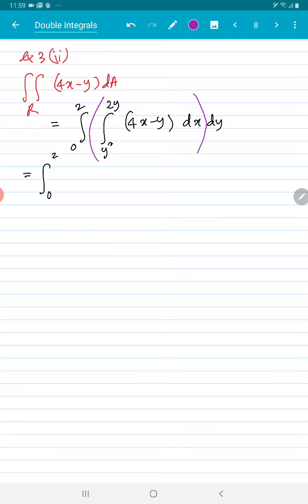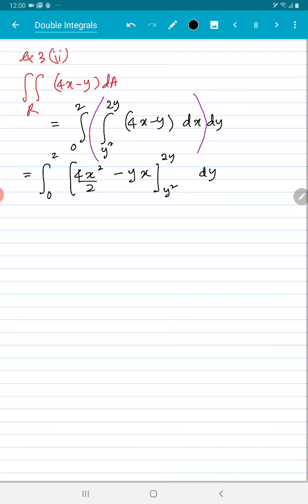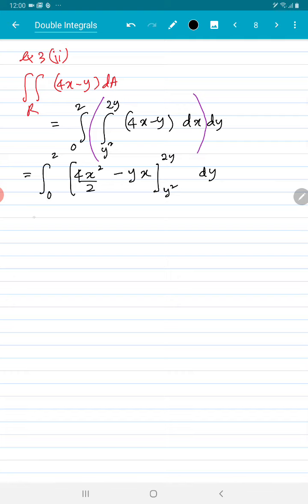Here you consider y as a constant. So 4x, integrate, we get 4x squared over 2. And here we have y considered as constant. Integrate with respect to x, we get yx. And then replace x with upper limit 2y, lower limit y squared. So here we have 4 over 2, which is 2. And then replace x with 2y, but here we have squared. And then we have y, and then replace x with 2y. So this is the upper limit.